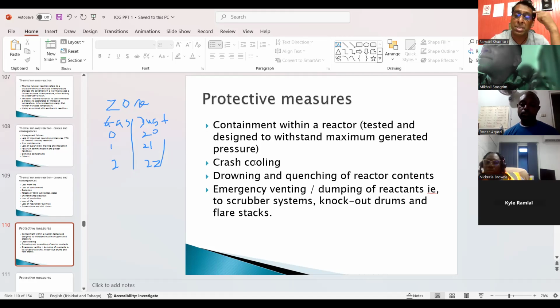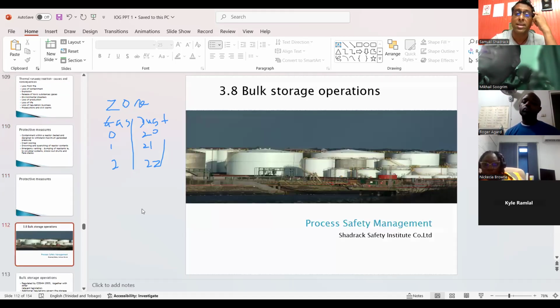Crash cooling: if you have some sort of suppressant, some kind of nitrogen gas supplied for such emergencies, you could use the nitrogen gas and cool it. Drowning and quenching the reactor's contents, as long as it's not reactive with water. Emergency venting, dumping of reactants, for example the scrubber system, knockout drums, and flare stacks where possible.